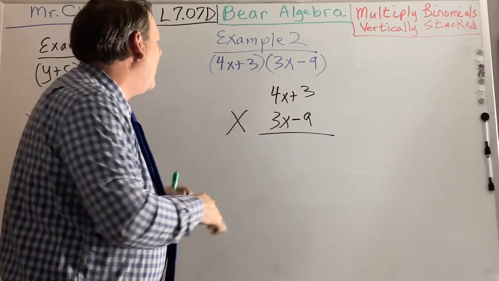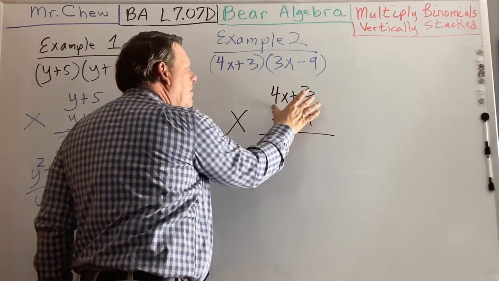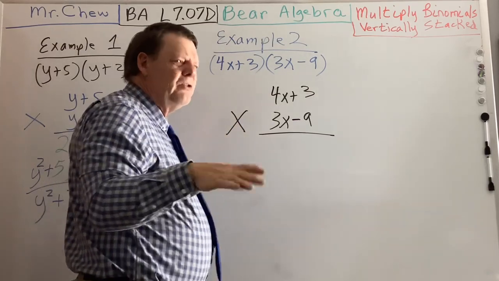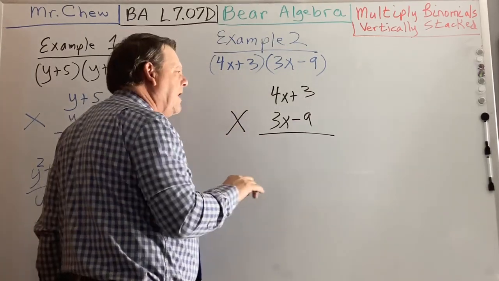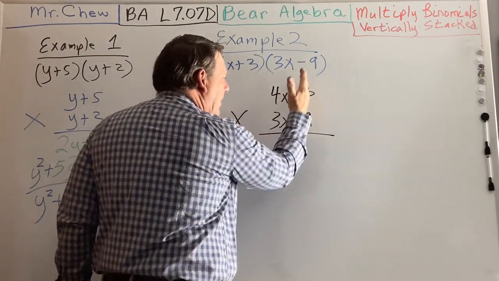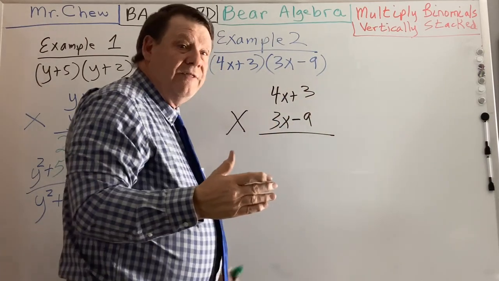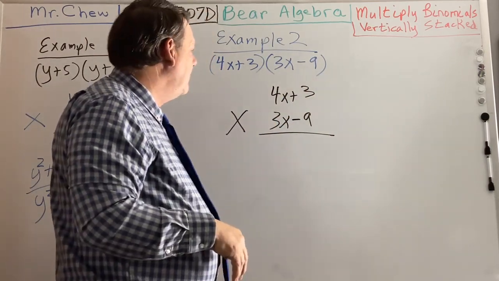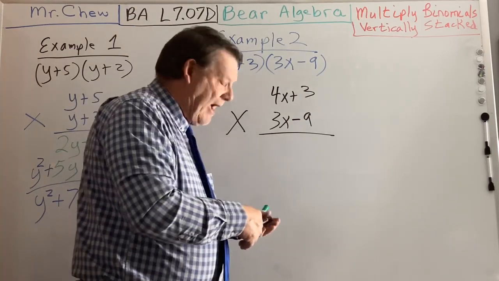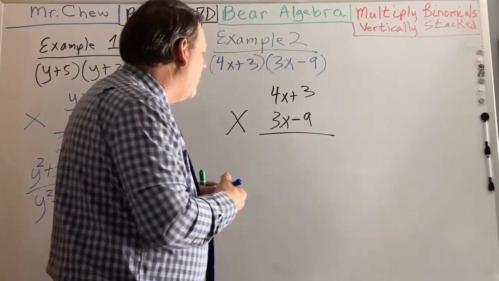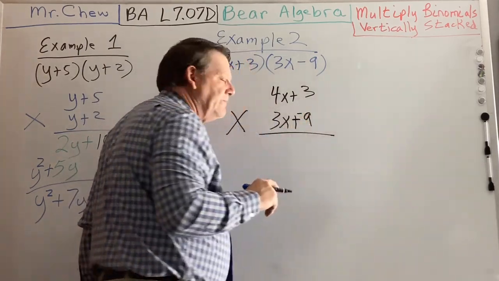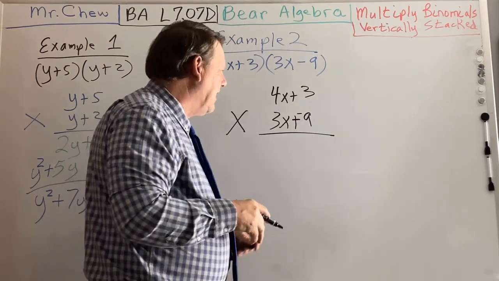Okay. All right, I take my first binomial, put it on the top, and then I put a big capital X for times. I usually don't use an X for times, but this is one of the few cases I do. And then I put my 3x minus 9 under here, and I try to line any terms up that would end up combining to be like terms. So it's just an easy way to do it. Now, the first thing I want you to do is change the minus 9 to plus a negative 9. It's just a good habit to get in.